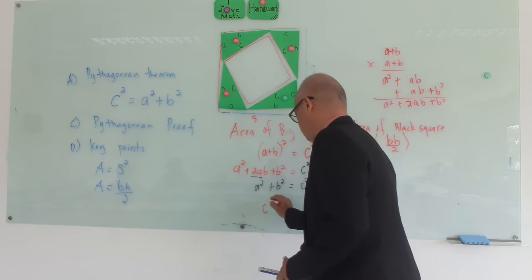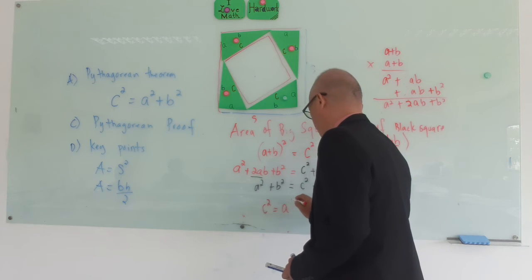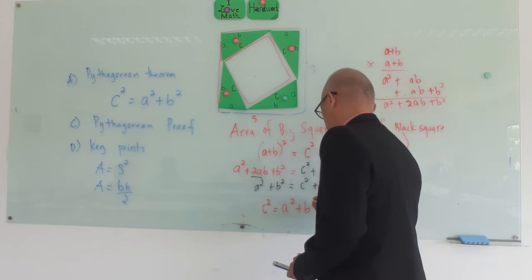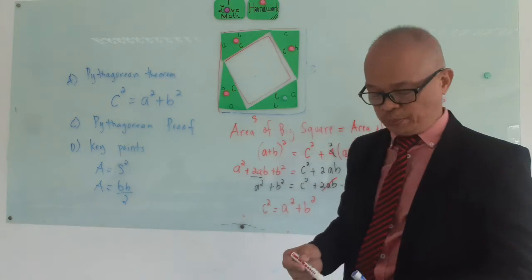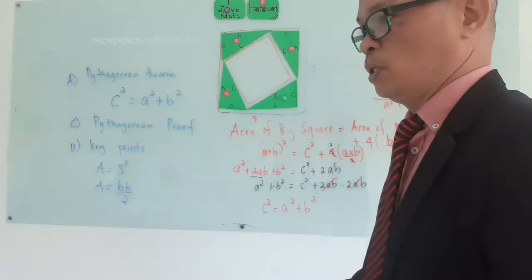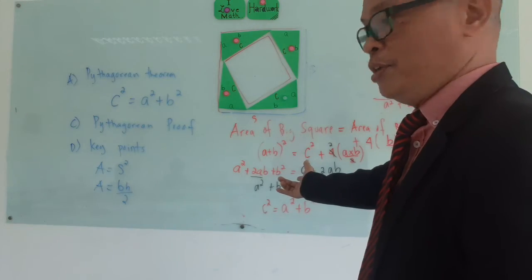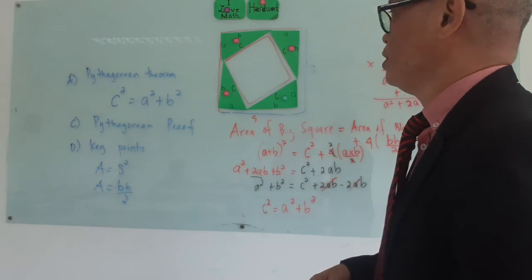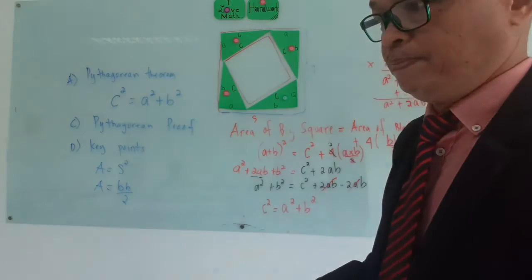That is the Pythagorean theorem. Okay? Yeah, easy to prove. But there are other ways to prove this theorem. But this will be the easiest way to prove the Pythagorean theorem.